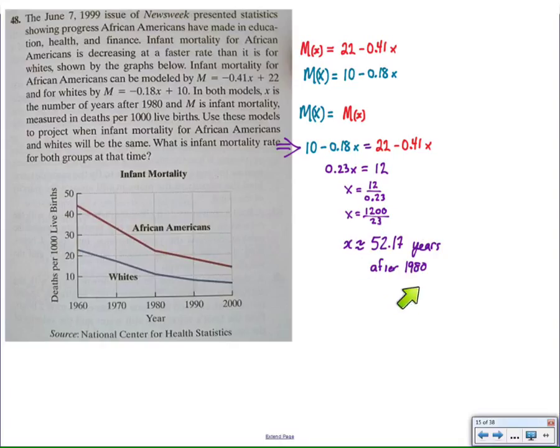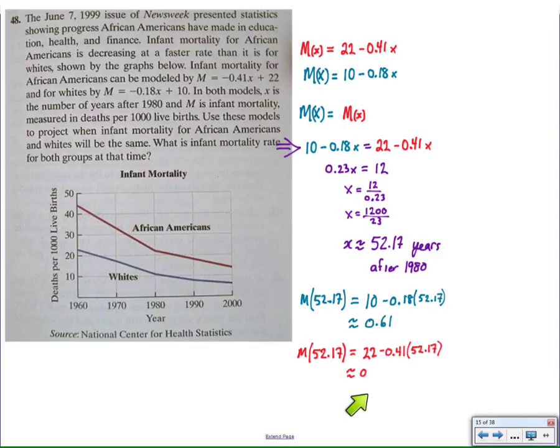Now, that's a ridiculous answer. We should answer in context as the year 2032, but this is where I start so I can finish answering the question. I needed to know what the infant mortality rate is for both groups at that time, so I put this time into both of my equations just to verify that the mortality rate is the same at about 0.61 deaths per every 1,000 individuals born. The 0.61 is really encouraging because that's 0.61 out of every 1,000 births.